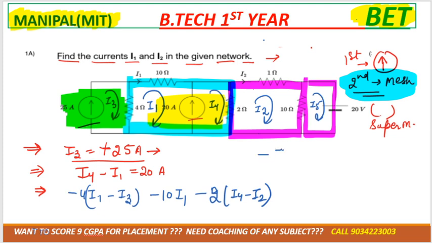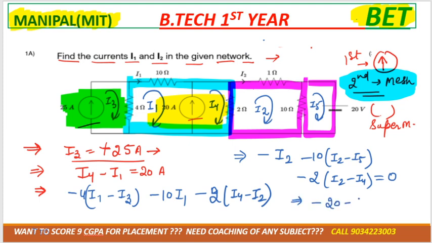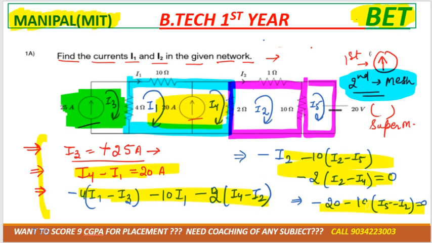So it would be minus I2 minus 10 I2 minus I5, then minus 2 into I2 minus I4 is equal to 0, and then we'll have the next equation, that is minus 20 minus 10 I5 minus I2 is equal to 0. Correct? So now we'll have the 5 equations. Basically 4 equations, so this one and this one and this one. We can solve it through calculator.